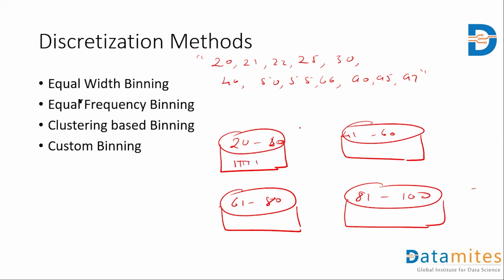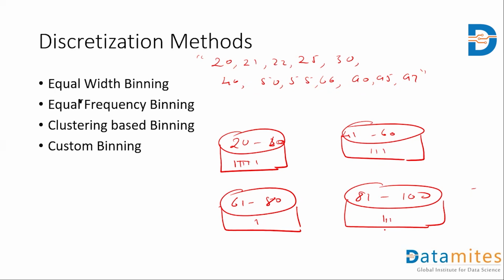And from 41 to 60 range, I have 1, 2, 3, 4 over here. 61 to 80. Actually, I have only 3 over here, not 4. 61 to 80, I have just 1. And 81 to 100, I have 3. Right? This is what equal width binning is going to look like.